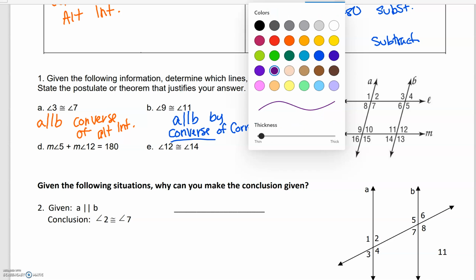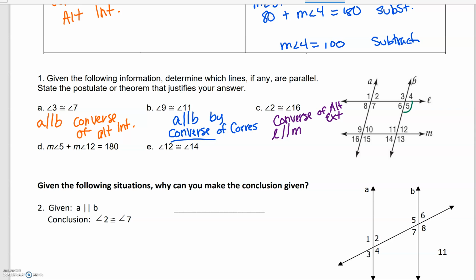5 and 12 being supplementary. 5 and 12 adding up to 180. So those are same side interior going alongside L and M. So L parallel to M by the converse of same side interior angles.